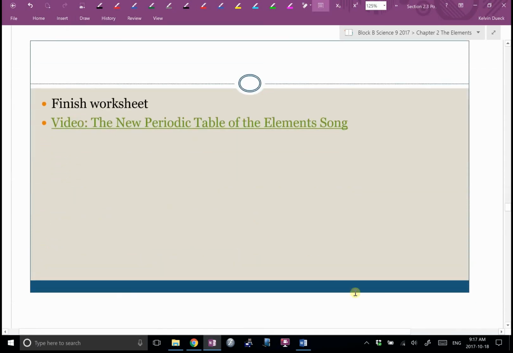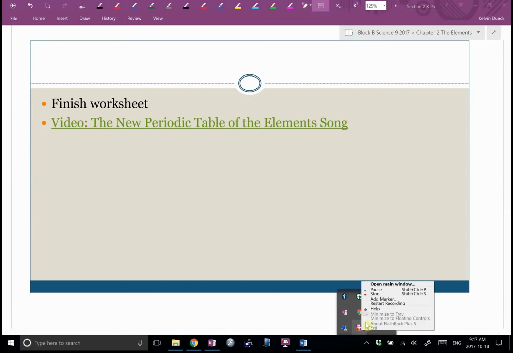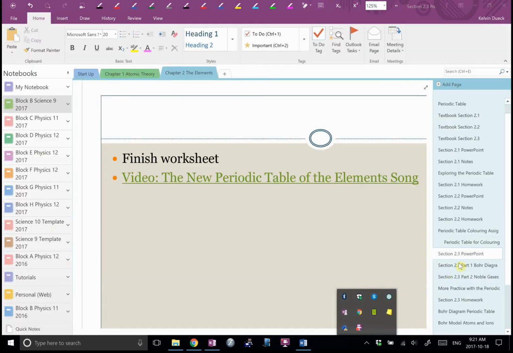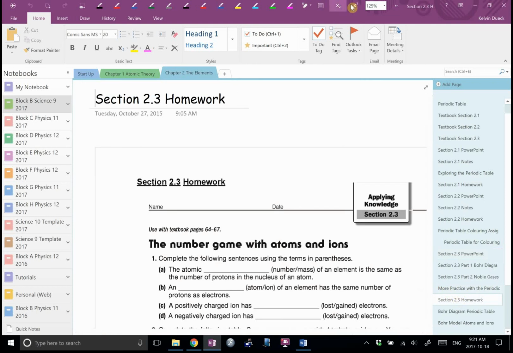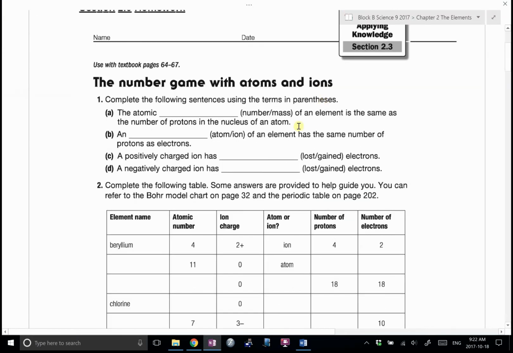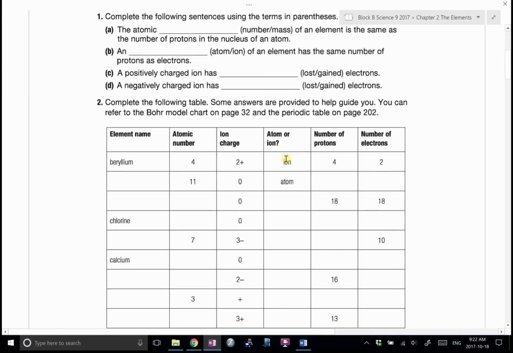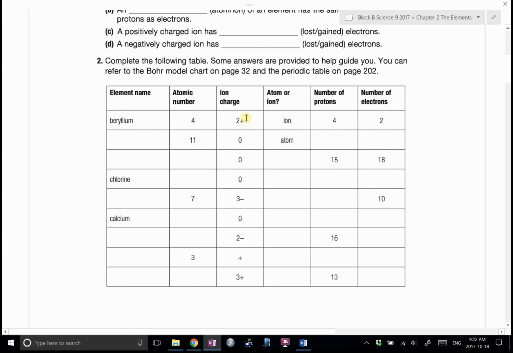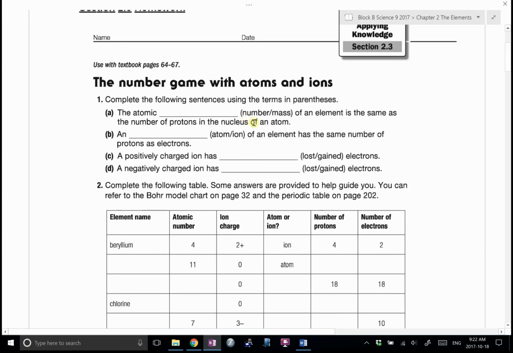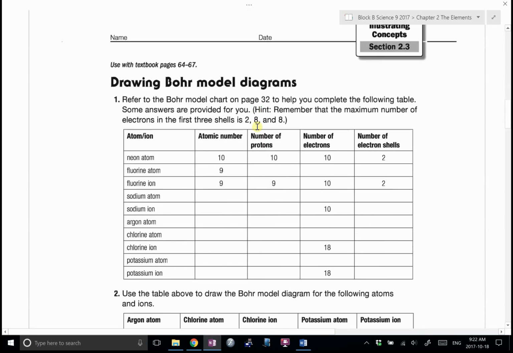Put your pencils down. So your homework, and you can finish this in class pretty easy here, I think. It's called section 2.3 homework. So complete the following words: number or mass, atom or ion. Here is a chart where you can try and figure out. Now, the tricky part that we haven't, you know what, I'm going to say for now, this page don't do yet. I'm going to assign this page on Monday when we come back. Okay? What you can do is that one there.